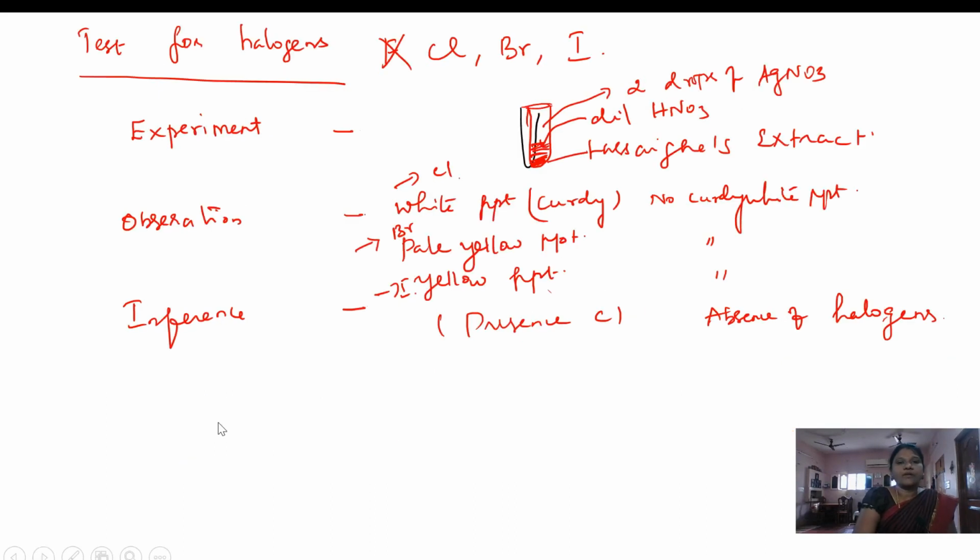And then the test for halogens. Usually, we cannot find out the presence of fluoride in this test, but we can find out chlorine, bromine, iodine. The presence of chlorine, bromine, iodine can be identified using this Lassaigne test.